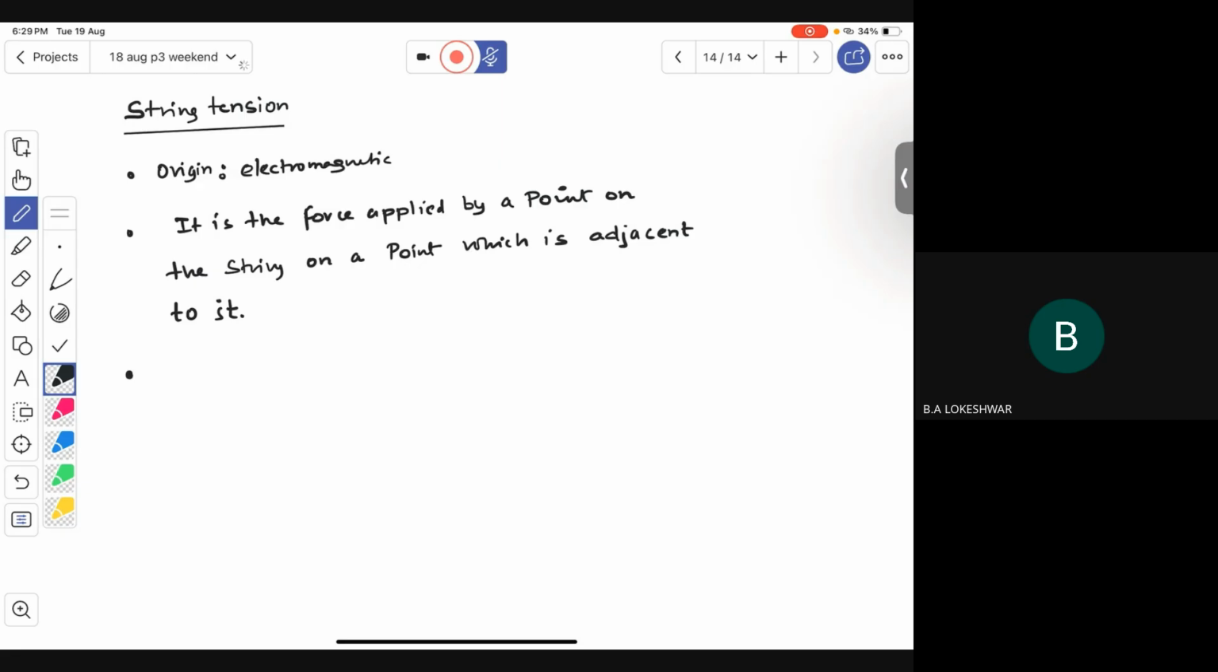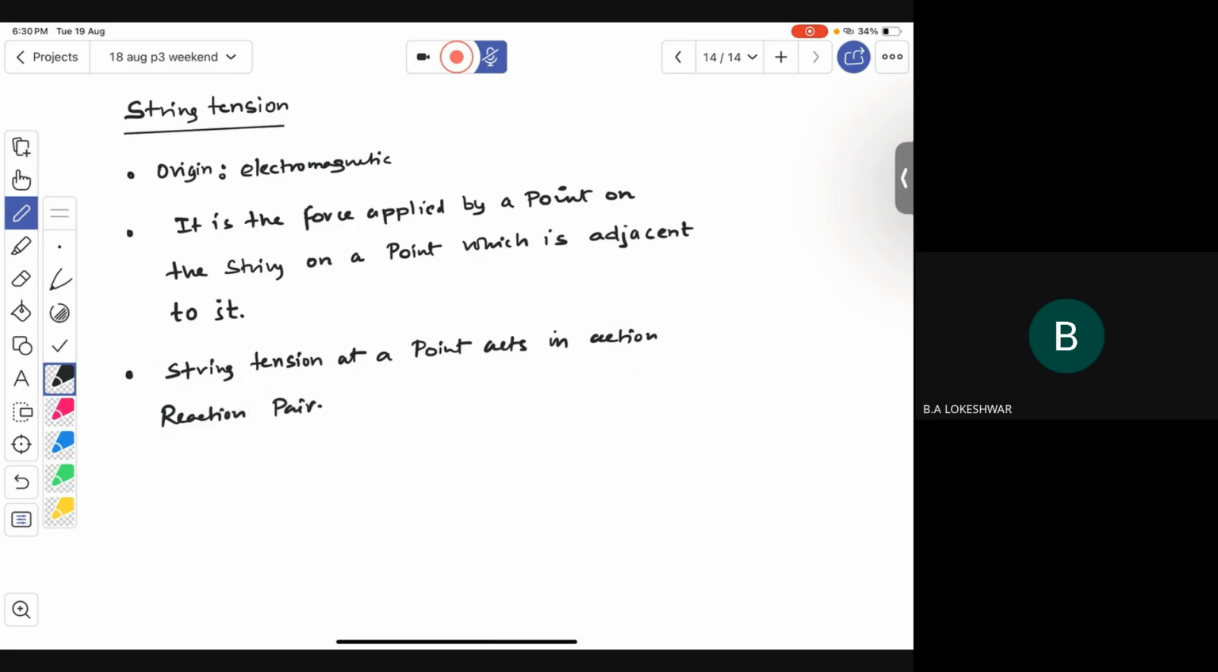Equal and opposite. Suppose point A is applying force on point B, then point B also will be applying the same exact force but in the opposite direction on A. So string tension at a point acts in an action-reaction pair. That is something which has to do with the third law. So string tension at a point acts in an action-reaction pair.